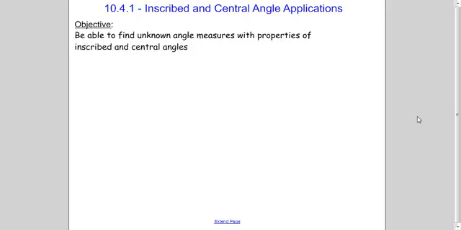In this video, we learned how to apply what we know about inscribed and central angles to solve geometry problems.